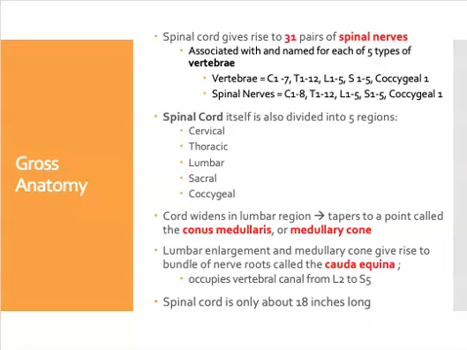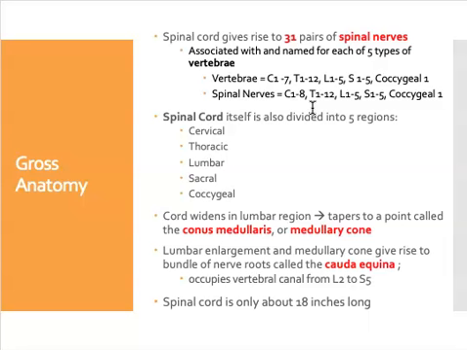The count between the vertebrae and the spinal nerves is close, but it's not exact. Here's the difference. While there are 7 cervical vertebrae, there are 8 cervical spinal nerves. There are some more important differences that we'll talk about in just a moment.